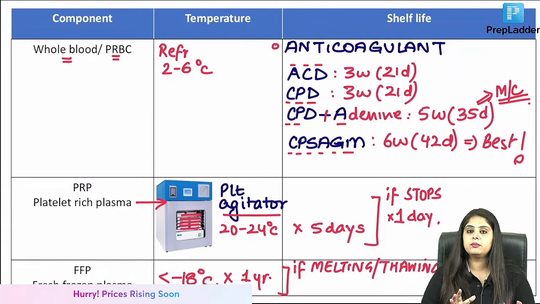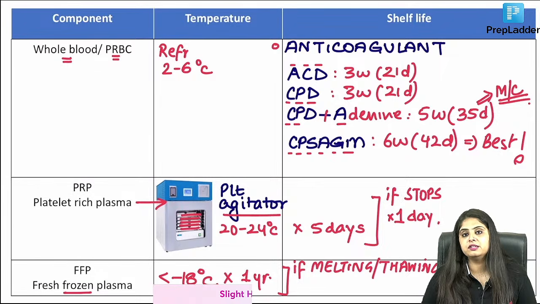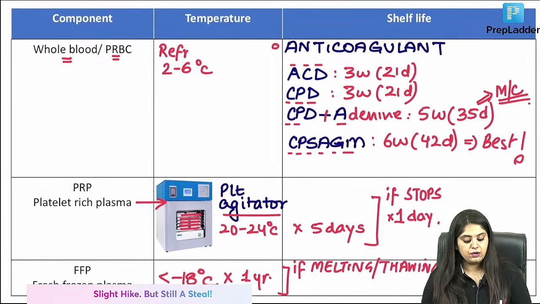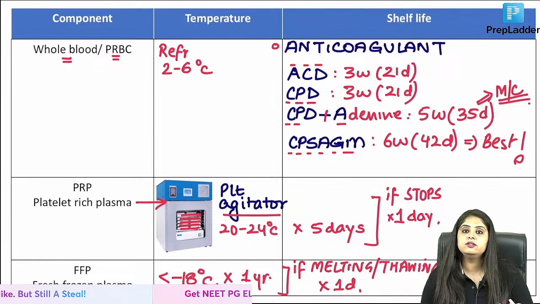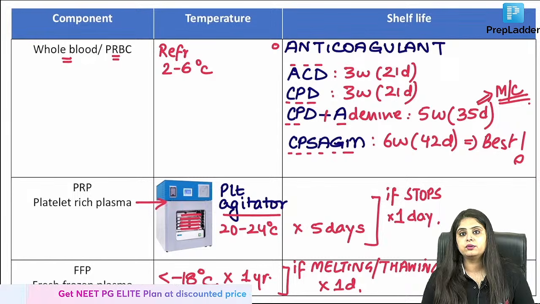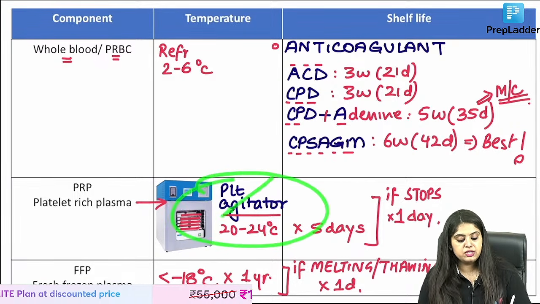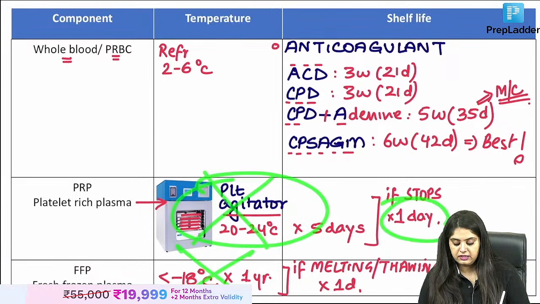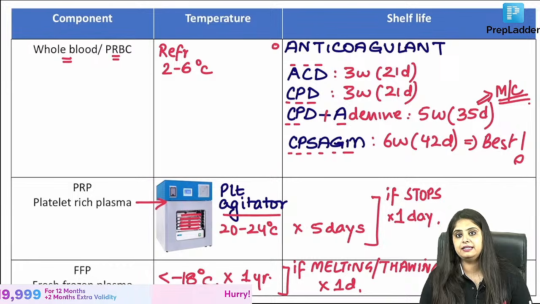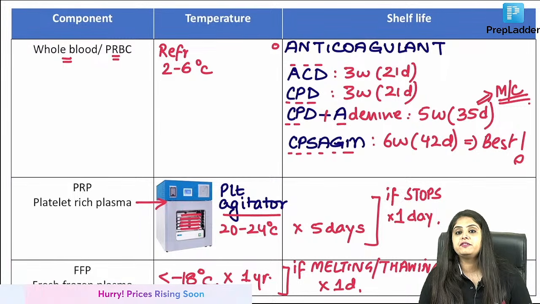It has thawed, but then your surgery got postponed for some reason. Now you can't freeze the blood again. Now the shelf life again comes down to 1 day. Either you use it within 1 day or then you'll have to throw it. So whenever anything fails, like the machine didn't work, the freezer didn't work, everything then comes down to 1 day. That is how I've learned it. That is going to be fresh frozen plasma.